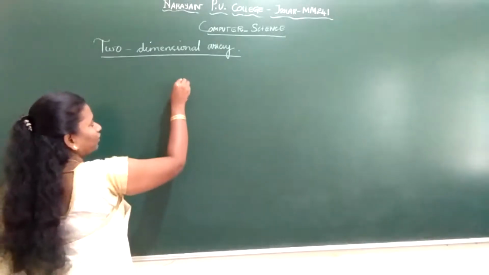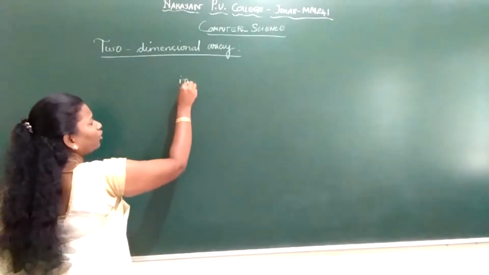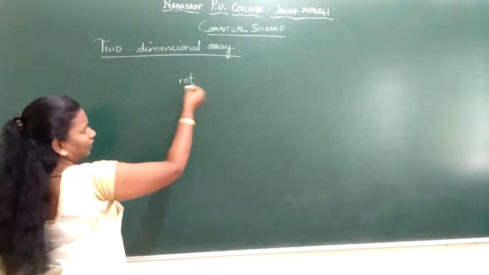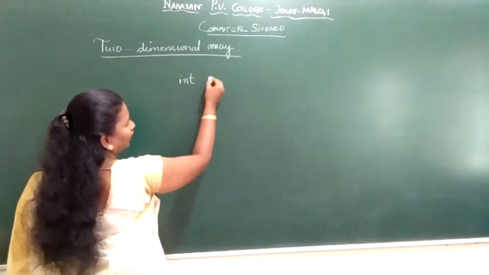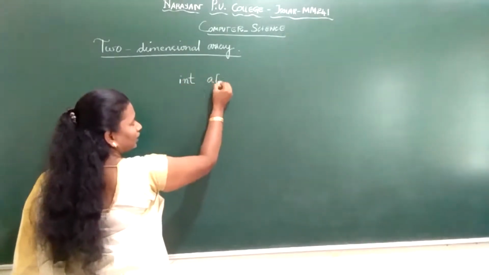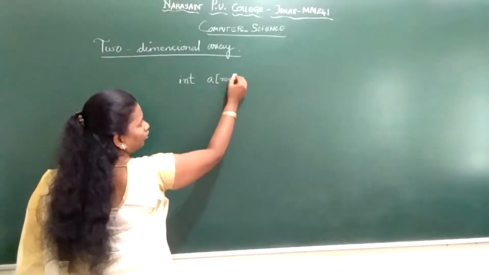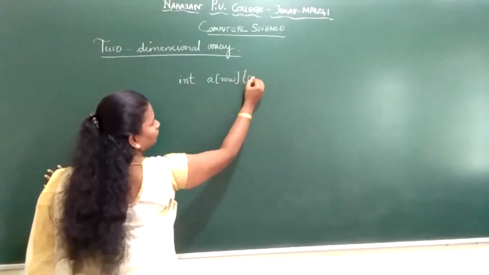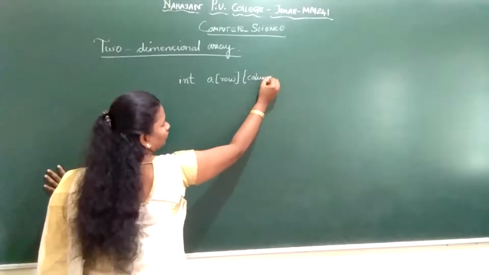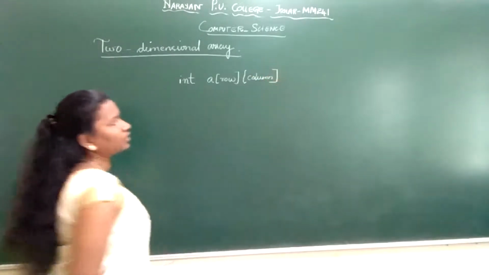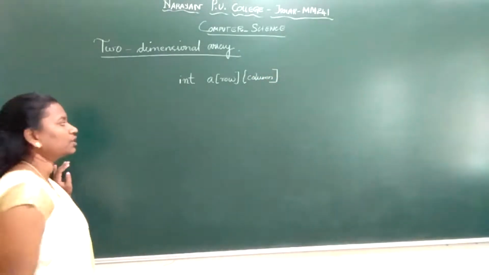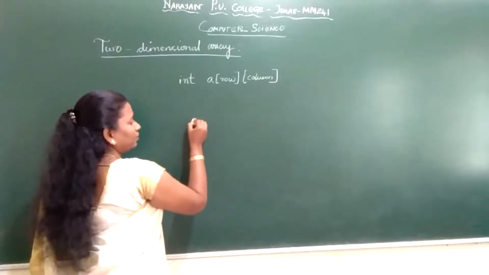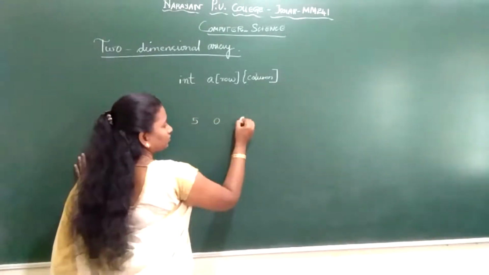If I want to declare a two-dimensional array, first will be your data type, next your array name, next will be your row and your column, isn't it? Even in the regular class we discussed this. So how will I consider it? For example, I have a matrix.